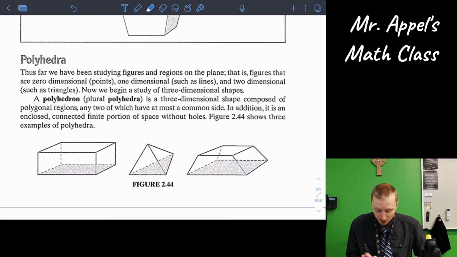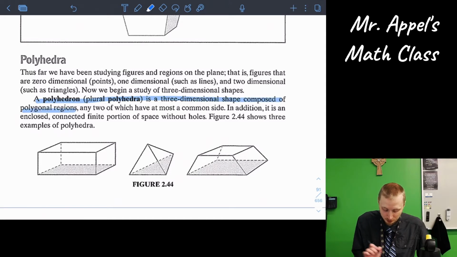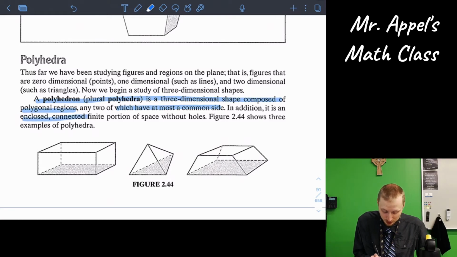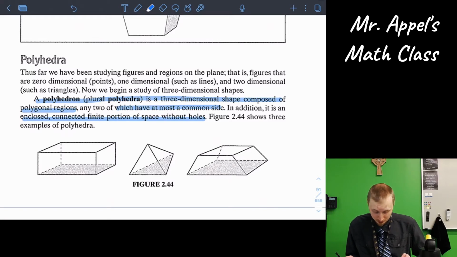Okay, so we've got kind of two halves of a definition here. So it's both a three-dimensional shape made of polygon regions, which have at most a side. That is to say, they're not on top of each other. And it is an enclosed, connected, finite portion of space without holes.